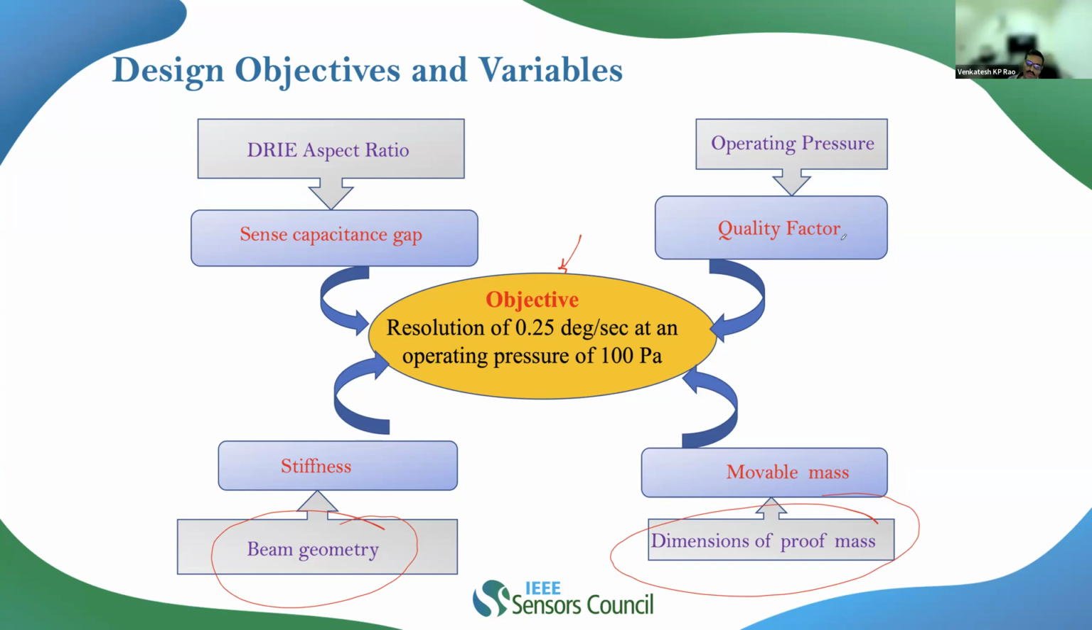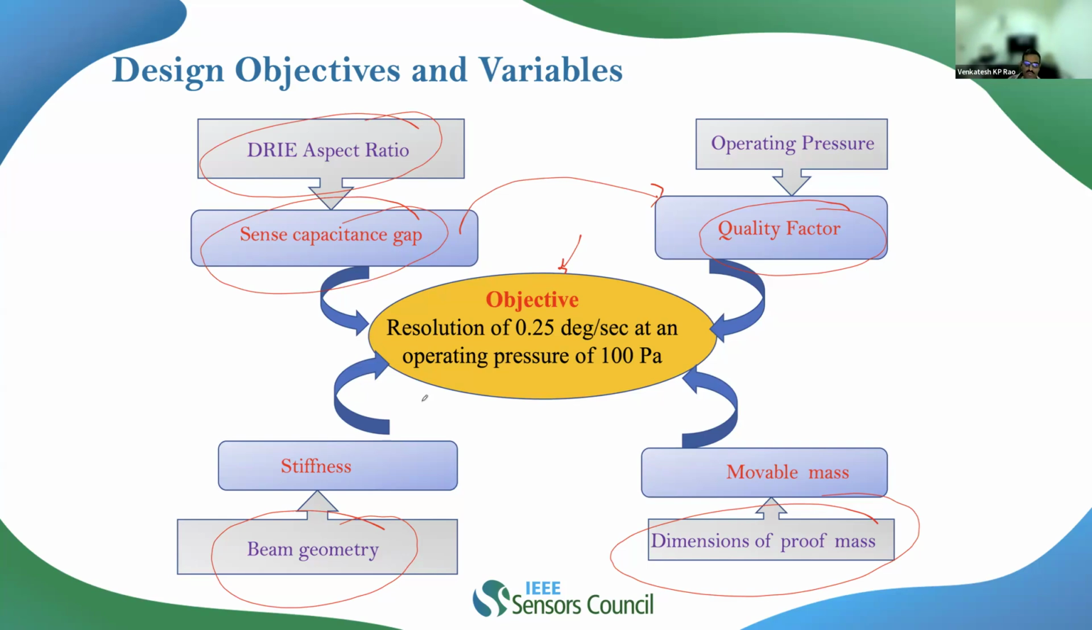And what the quality factor of your system will be dictated by what? Now, of course, by the operating pressure, because operating pressure will tell us about the number of particles we have in the system. So that will indeed dictate the quality factor. And of course, sense capacitance gap will also dictate the quality factor. And the sense capacitance gap is indeed dictated by the DRIE aspect ratio.